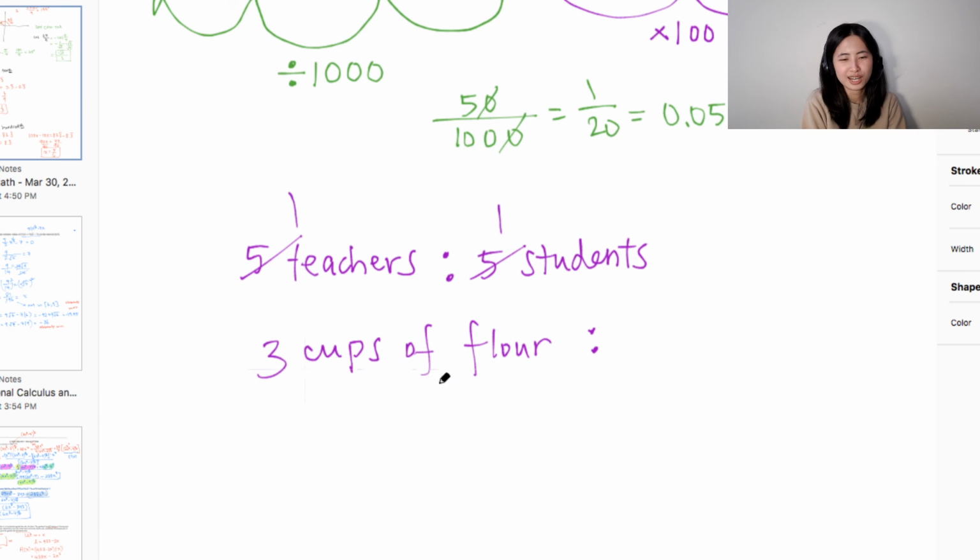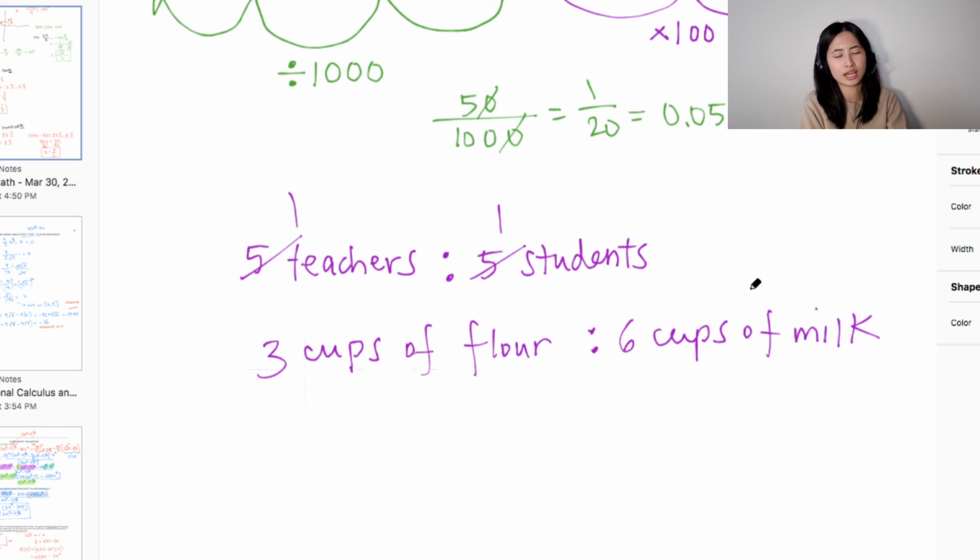This is probably a lot. Okay, 3 cups of flour, and I wanted this to be a common factor, so I'm just gonna say 6 cups of milk, for example. So you have 3 cups of flour and you need 6 cups of milk, right? You can actually reduce this into lowest terms. So 3 divided by 3 gives you 1, and 6 divided by 3 gives you 2. So when you're trying to bake a huge cake, you would use 3 cups of flour for every 6 cups of milk, right?